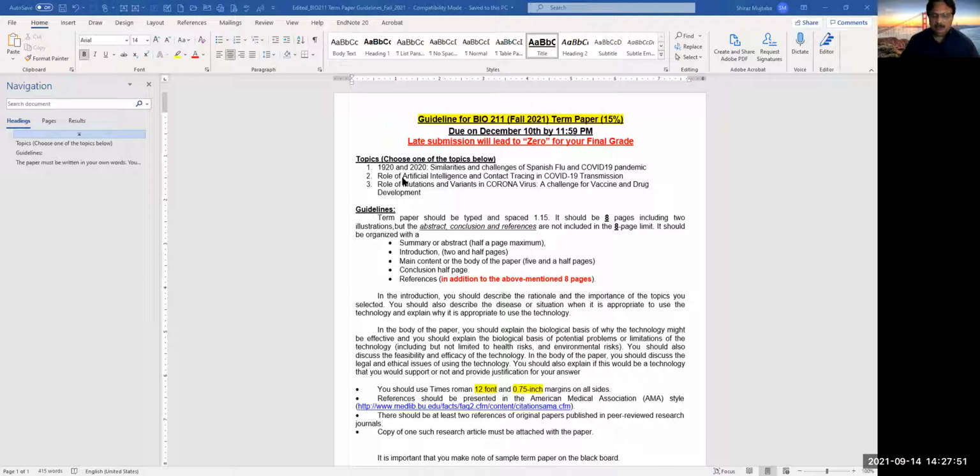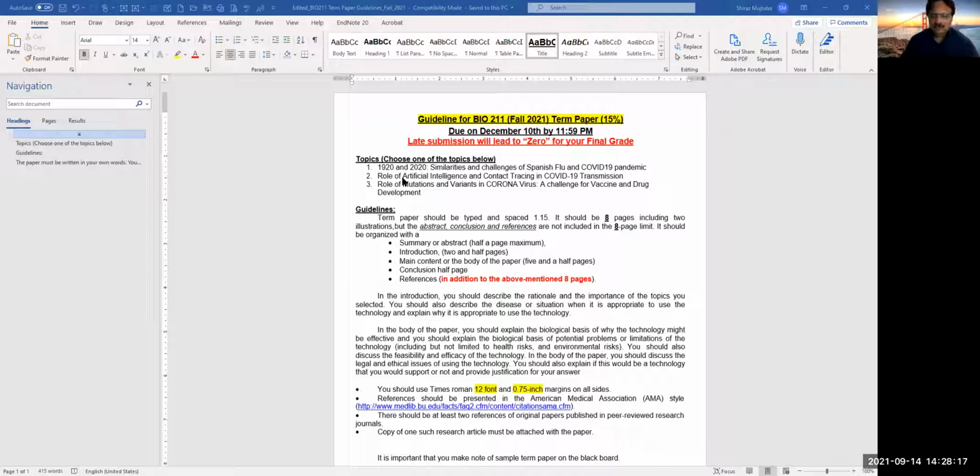And there should be an abstract, which is a small gist of what you are writing, then a conclusion and references. So abstract, conclusion, and references don't become part of the 8 pages. So it is additional to 8 pages. The abstract could be 500 words or 250 words.